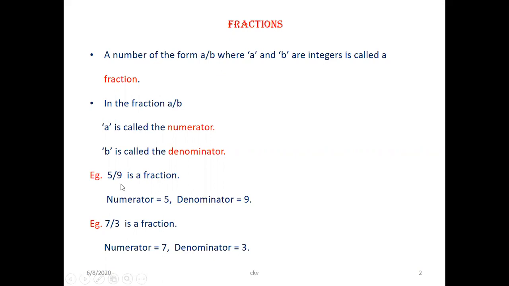For example, the number 5 by 9 is a fraction. Here 5 is the numerator and the denominator is 9. 7 by 3 is a fraction where 7 is the numerator and the denominator is 3.